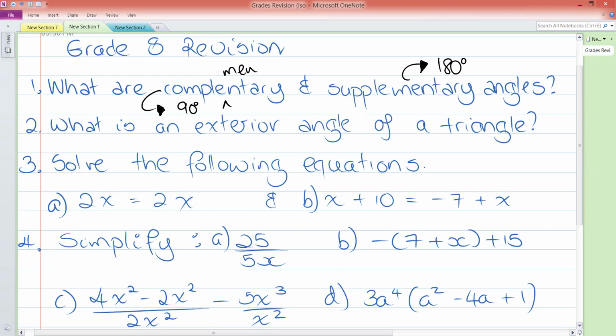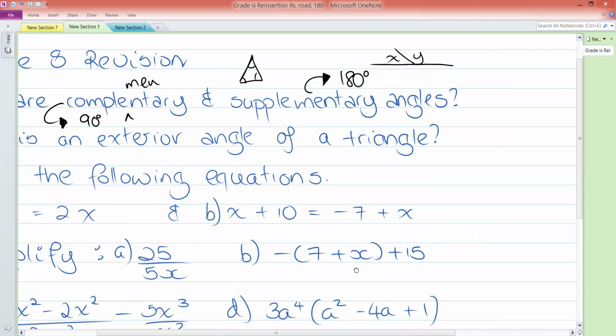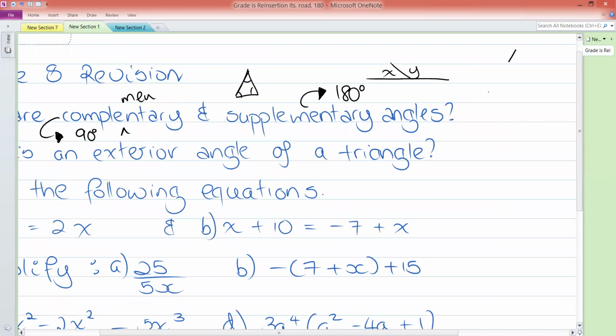Yeah, okay. So with supplementary angles, you can identify these in either a triangle, because we know that the interior angles of a triangle add up to 180. What else? Angles on a straight line, okay? So if you had X and Y, these two added together would give you 180. So what else? We learned about parallel lines, right?